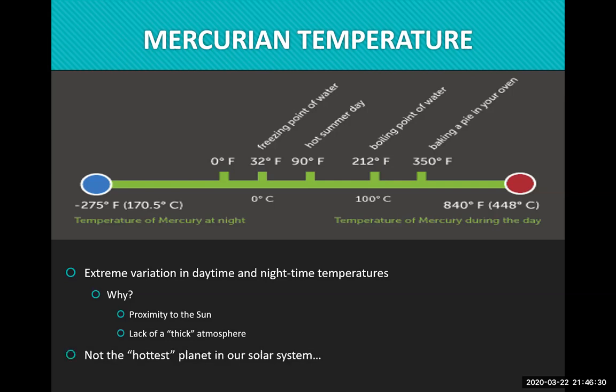But weirdly enough, as we'll find out in chapter 10, it turns out that Mercury isn't the actual hottest planet in our solar system. It's close. It's number 2 in terms of terrestrial planets, and also Jovians as well. But it actually isn't the hottest. The reason why is actually quite surprising, but we'll talk about that later on in chapter 10 when we get there.